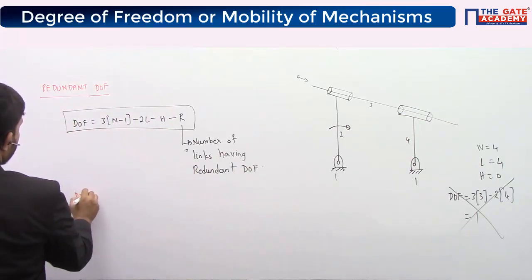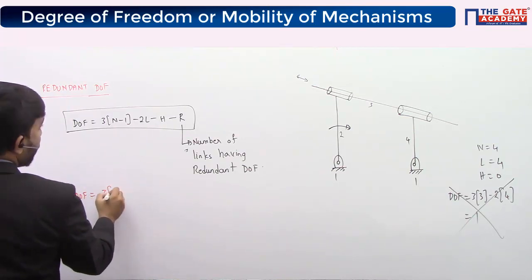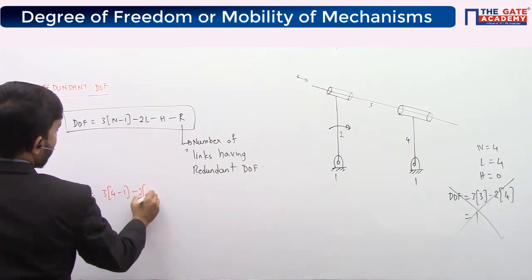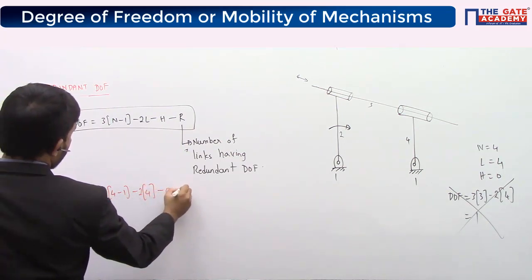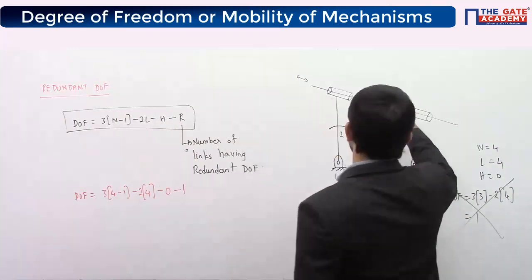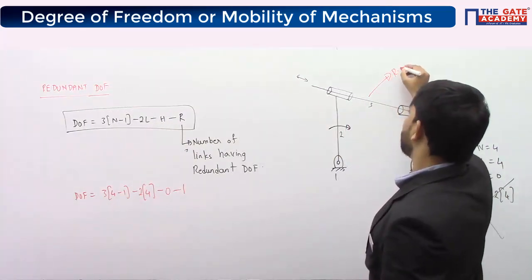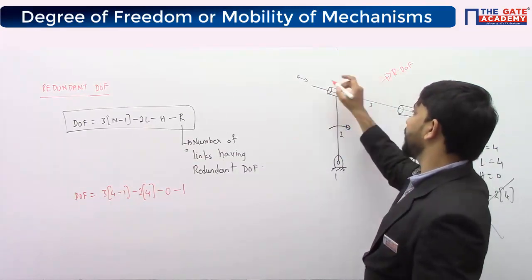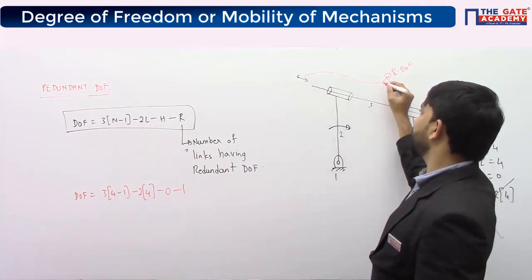So degrees of freedom for this mechanism is 3 into (n minus 1). The number of links is 4, so 4 minus 1. The number of lower pairs is 4. No higher pairs. There is one link having redundant degree of freedom. That is, link 3 is having redundant degree of freedom. So this movement is the redundant degree of freedom. You can move the link without giving motion to other links.